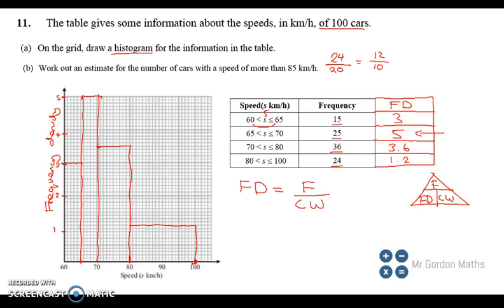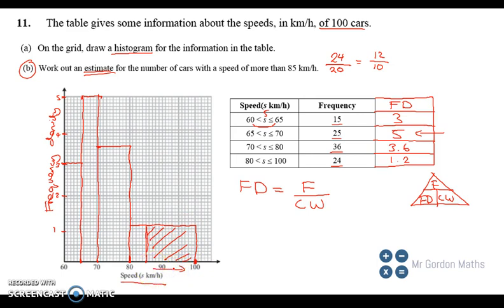There's the graph. Part B, it says work out an estimate for the number of cars with a speed of more than 85 kilometres an hour. Well, speed is on the bottom. 85 is going to be around here, I think. So 85, let's block this off. Greater than 85 is this section here. Those are the speeds that are greater than 85.